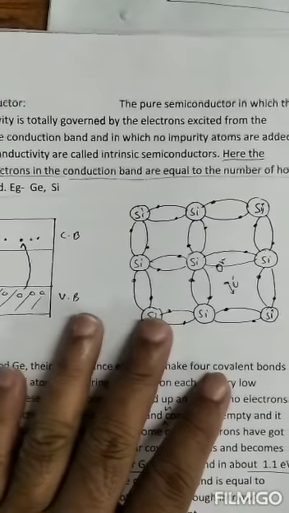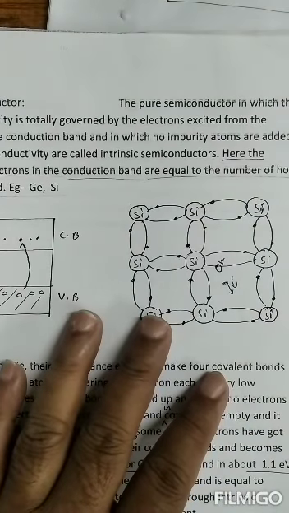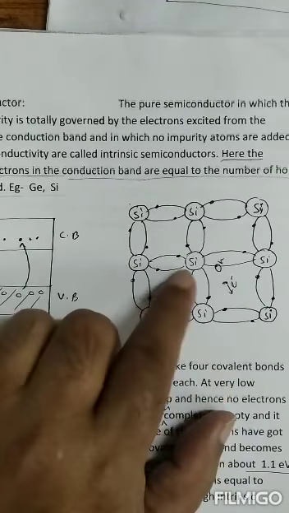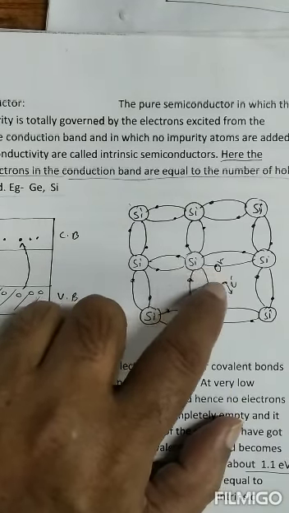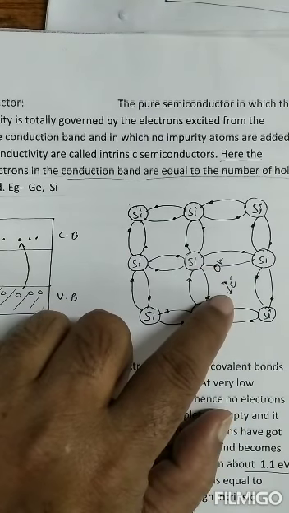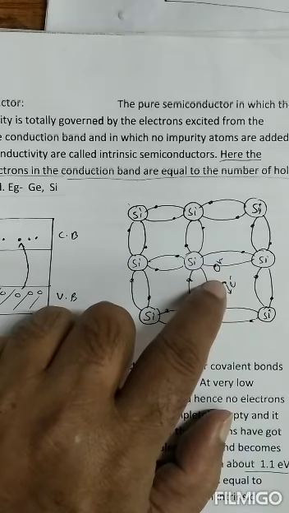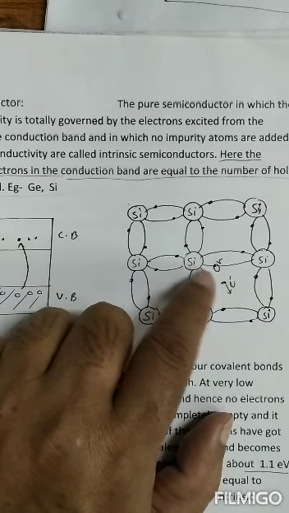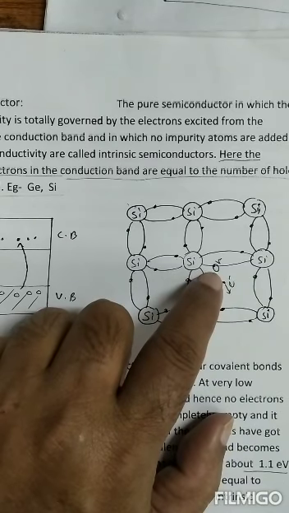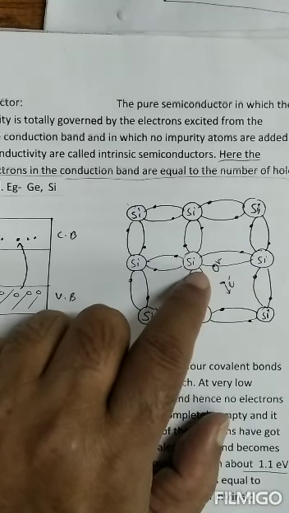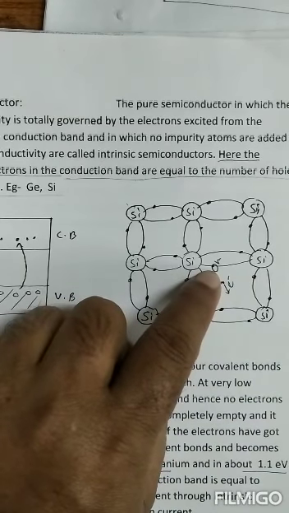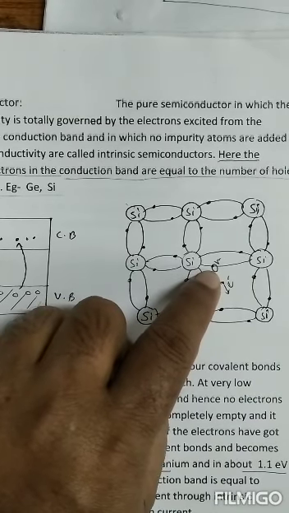But at room temperature, some of the electrons absorb sufficient thermal energy and come out of the covalent bond and become free. As soon as this electron becomes free, this silicon loses its octet. So as a result, a deficiency is created near this silicon atom. This deficiency of electron is considered as a charged particle and it's called a hole.